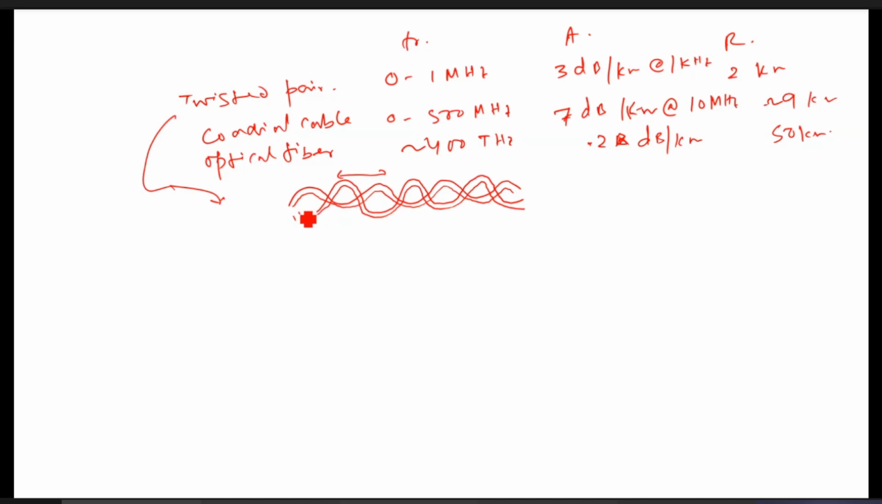Just have a quick look at these things. The EIA, Electronic Industries Association, categorizes these twisted pairs. It can be Cat3 cables, Cat4, Cat5. Nowadays, Cat6 cables are there. In your hostels, Cat6 cables are there. So category 3, category 4, category 5, category 6, these cables are there, right? They have different frequency ranges and different data rates.